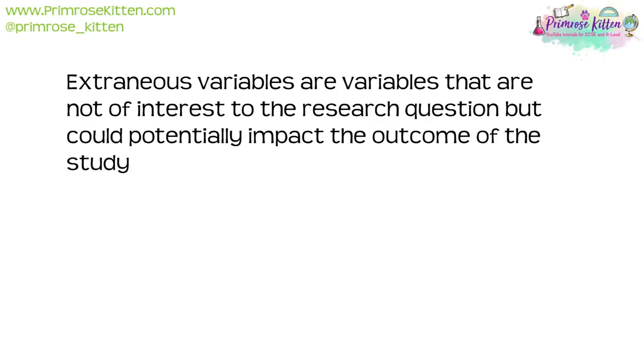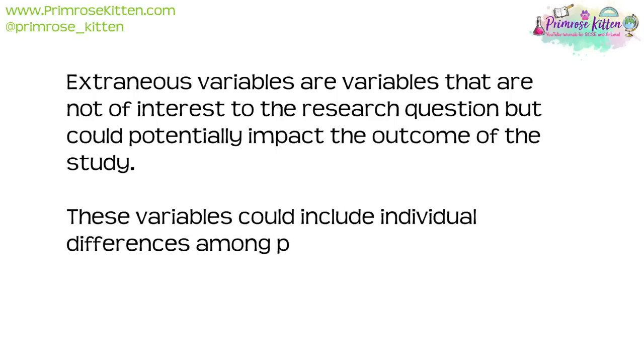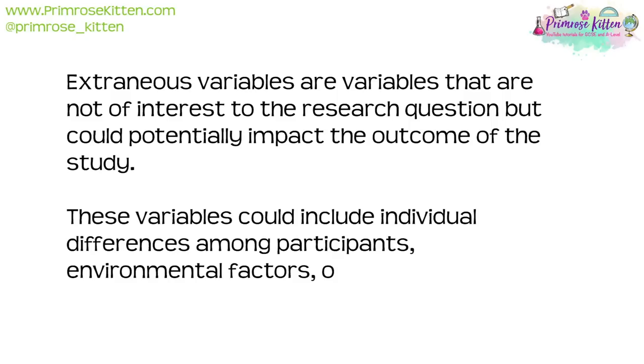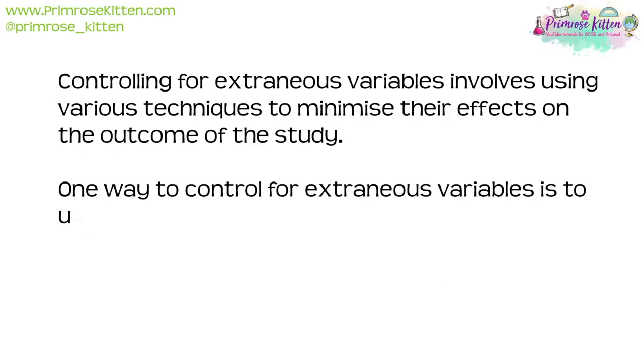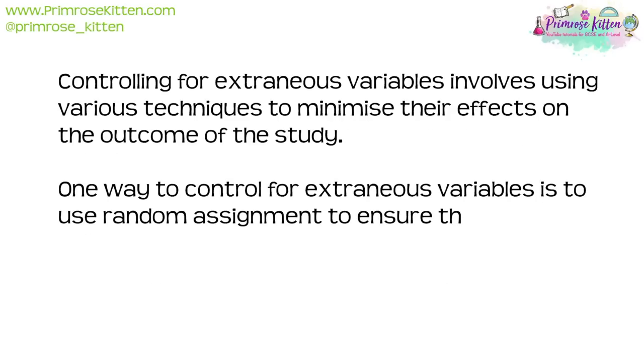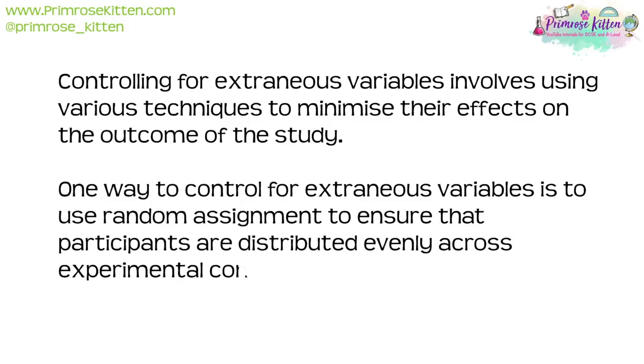Extraneous variables are variables that are not of interest to the research question, but could potentially impact the outcome of the study. These variables could include individual differences among participants, environmental factors, or situational variables. Controlling for extraneous variables involves using various techniques to minimize their effects on the outcome of the study. One way to control for extraneous variables is to use random assignment to ensure that participants are distributed evenly across experimental conditions or groups.